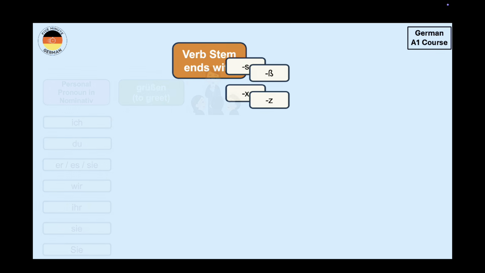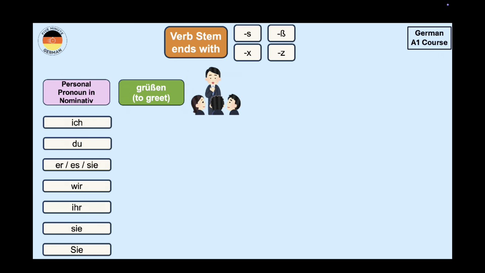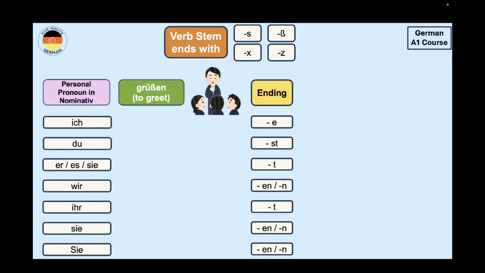Let's take a look at what happens in this case. So we have the verb grüßen over here, which means to greet. You also see the endings for regular verbs over here. So now following these endings, the conjugation for grüßen in first person singular will be ich grüße, where grüß is the stem and e is the ending over here.